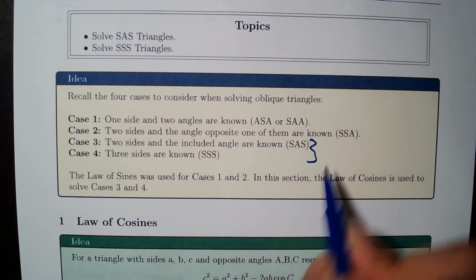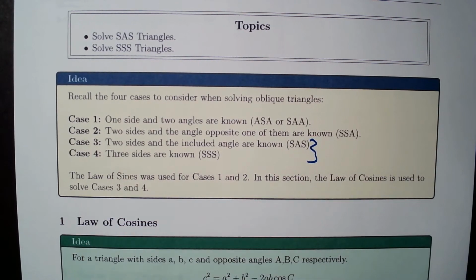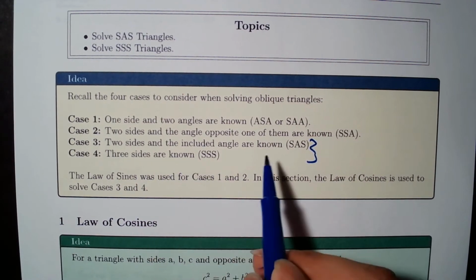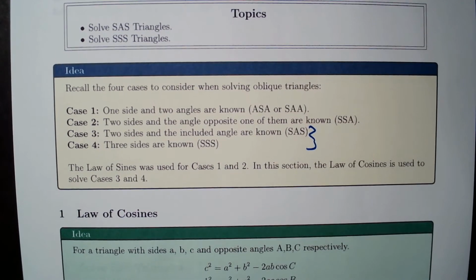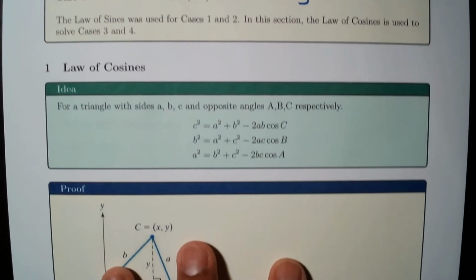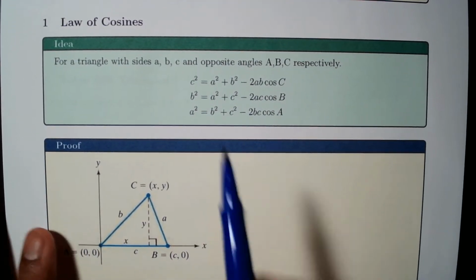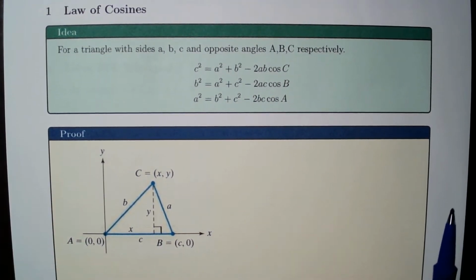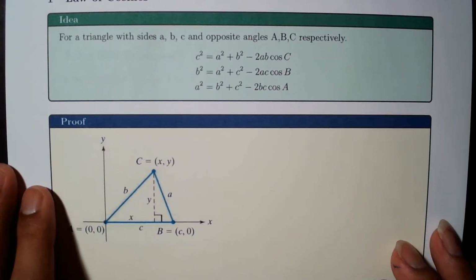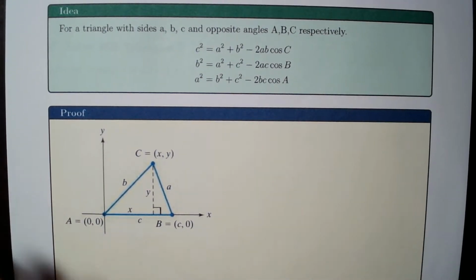This time around we're going to look at cases 3 and 4, in which 2 sides and the angle in between those 2 sides are given, and the 3 sides. Alright, so here are the 3 formulas for the law of cosines. You don't have to memorize them if you don't want to, that's fine. But rather than just solving the problems, I'm going to prove this formula. Well, I'm going to prove only one case, of course, not all 3 cases.